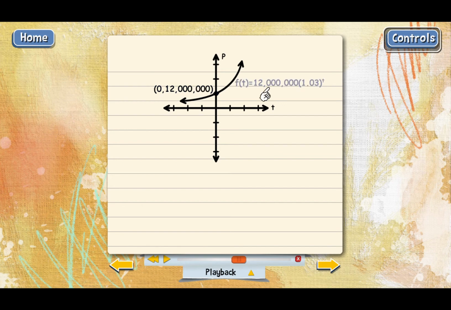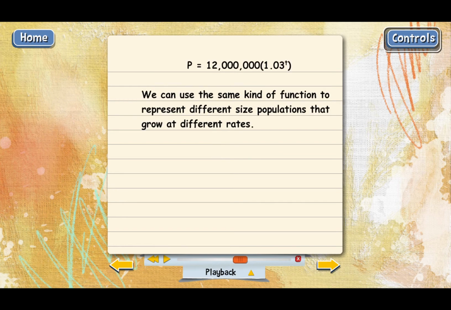And this particular function allows us to represent a 3% growth rate, but we can use the same kind of function for different size populations and different growth rates. We can adjust this. That's what's so useful about exponential functions. They'll apply to lots and lots of different situations. The starting population is always the population when t is equal to 0. Whenever we put 0 in here, this power is equal to 1, and then P is just going to be equal to whatever the coefficient is.